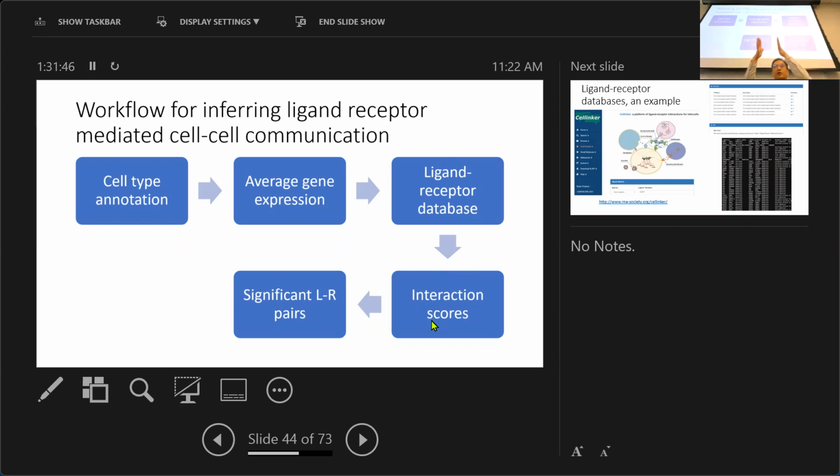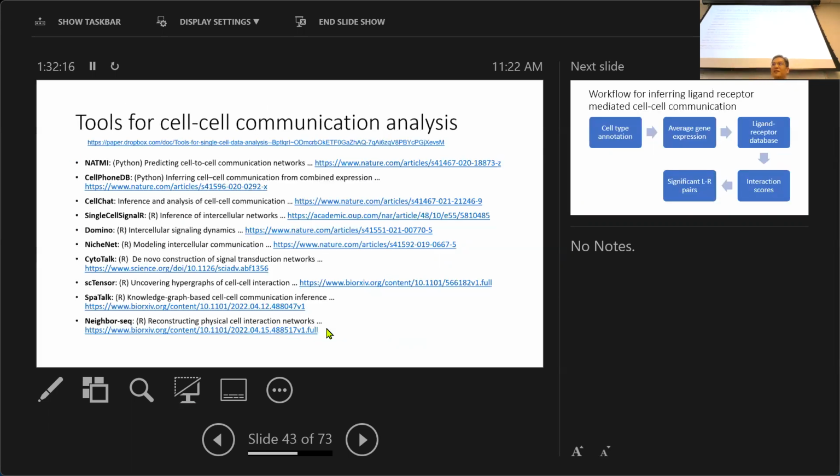So once you compute all the lists of pairs of ligand receptors, you can see the top ones with the highest interaction score can be fished out, and then reported and studied further. Make sense? Okay. Just like that, it's very easy. But if it's very easy, why are there so many different tools?